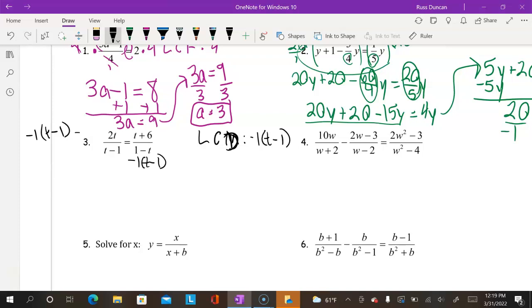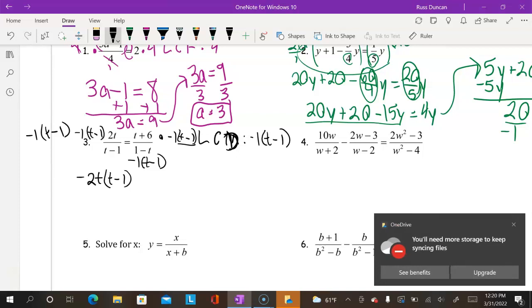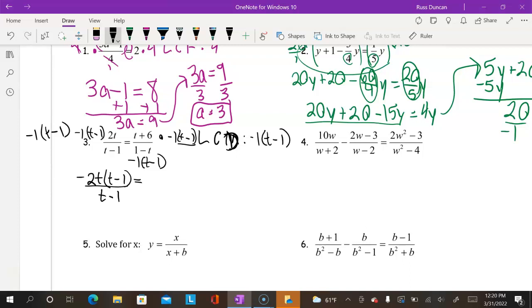We're going to multiply everything by that: negative 1 times t minus 1. Let me write this nicely here. When I do this, I get negative 1 times 2t, so negative 2t, over t minus 1. Notice I'm not multiplying yet, and I'll show you why in a second. You might already see it. So I get negative 1 times t minus 1 times t plus 6.